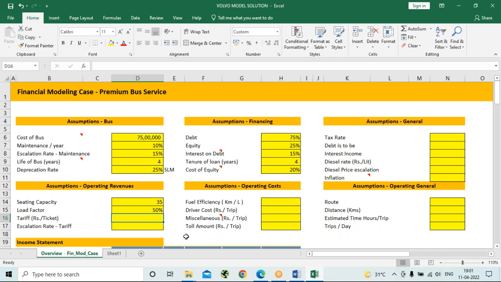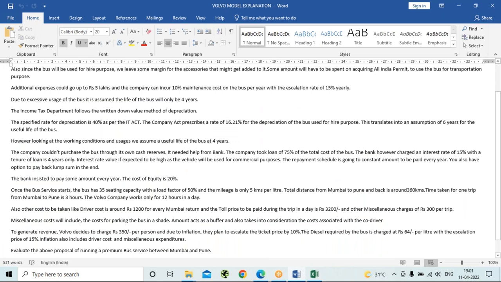The next thing is the tariff or the ticket price. Let's see what the ticket price is. The mileage is only 5 kilometers per liter. Total distance from Mumbai to Pune and back is around 360 kilometers.